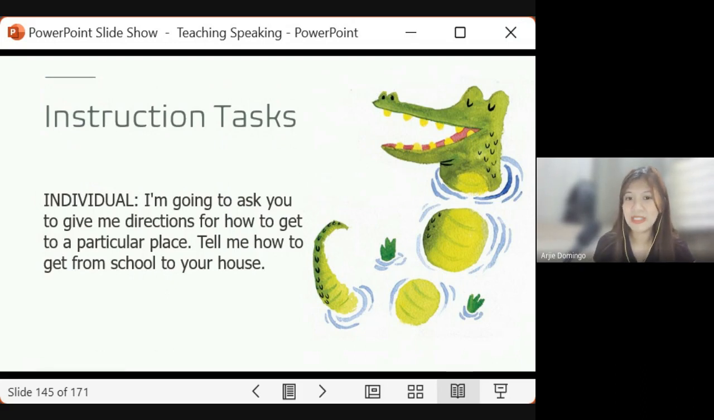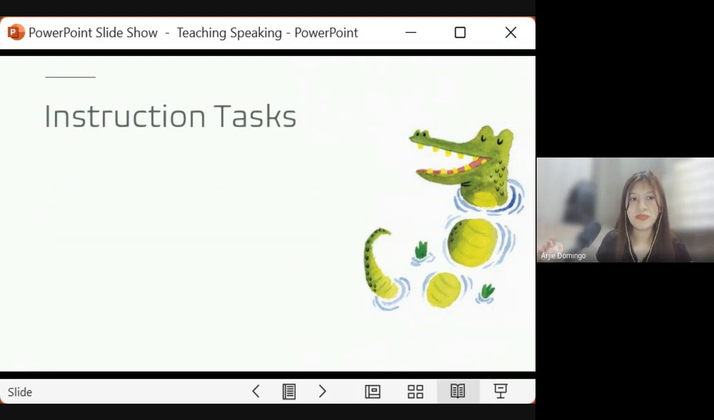All right. But I know that as we go on, as you practice this particular activity, of course, you will be knowing how to conduct these tasks. All right. So, for example, individual, I am going to ask you to give directions for how to get to a particular place. Tell me how to get from school to your house, something like that.